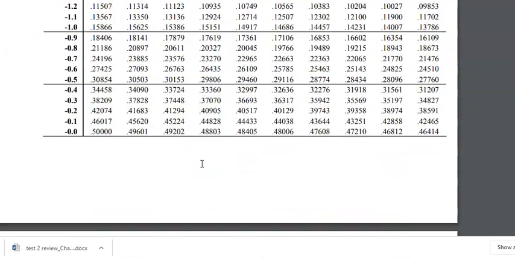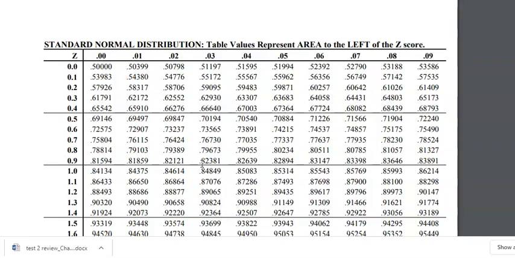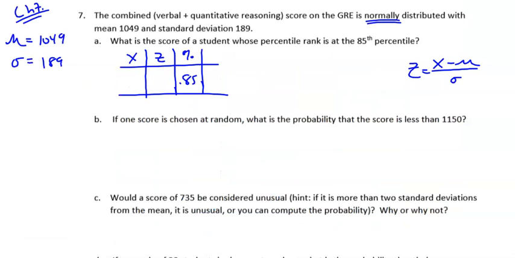The 85th percentile should correspond with a positive z-score. So I go in here and I just go till I find 0.85, and that's pretty close. I won't be too picky about it. Just try and get as close as you can. I'm at 1.04. The z-score is always going to be 3 significant digits, or 2 decimal places, I guess. So 1.04 is my z-score.